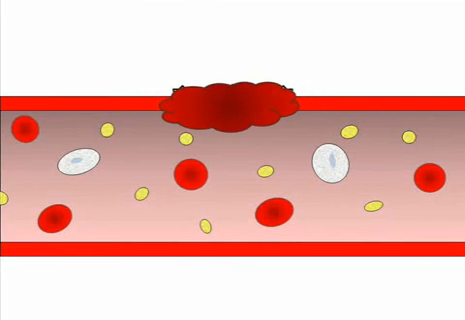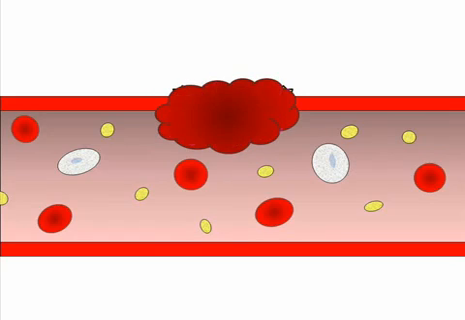When these chemicals interfere with the reactions among the clotting factors, fibrin formation is blocked, and no new fibrin strands are available to hold additional cells to the clot. In this way, clot growth is kept to a minimum.